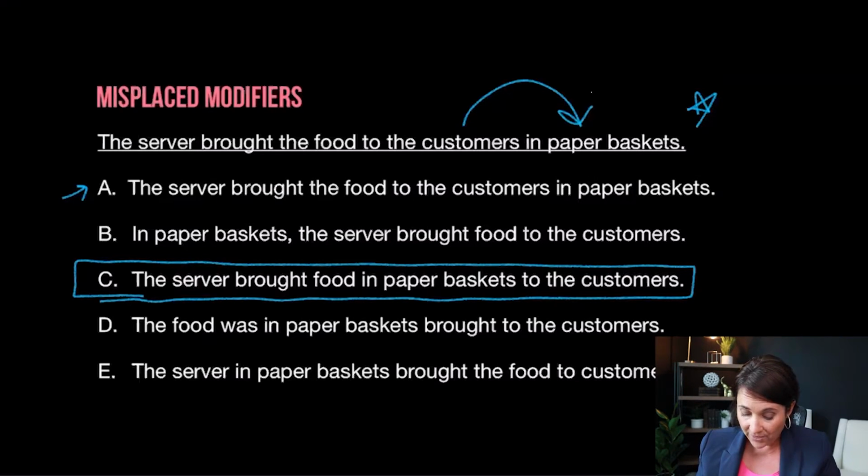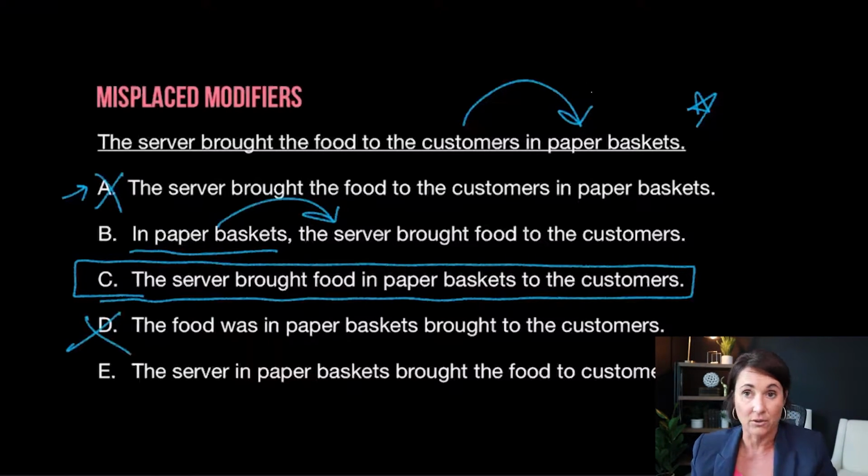And every other one, they are incorrect. A is incorrect because the customers are in the paper baskets. B is incorrect because in paper baskets, the server brought the food. That's another way you'll see it. We have in paper baskets, and it looks like now the server is in the paper baskets. D, the food was in paper baskets brought to the customers. This is just a mess. It's not grammatically correct and it's not cohesive. And E, the server in paper baskets brought the food to the customers. Absolutely not. Okay, so very good.